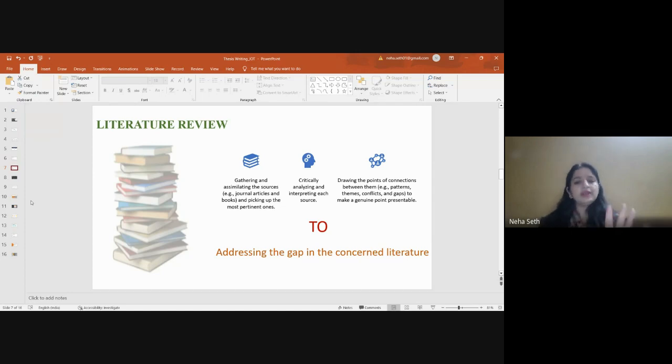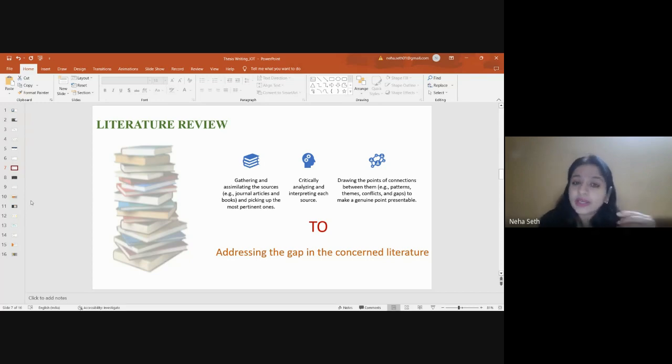Now, why are we doing this literature review? We are doing this to gather and assimilate the sources, and to pick up the most pertinent researches that already exist. So when we're talking about literature review, we are reviewing the literature that already exists in that particular area.